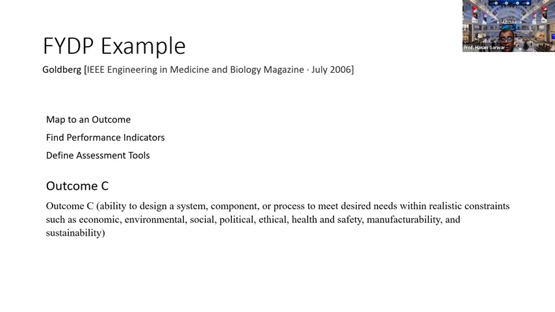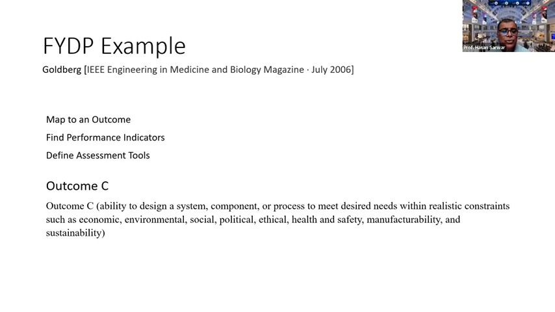How he and his team have demonstrated the capstone project in terms of achieving student outcomes has been shown. They have done three major parts: they mapped to an outcome, they found the performance indicators, and they defined the assessment tools. For example, they are saying that there is an outcome C. This outcome is an ABET outcome.